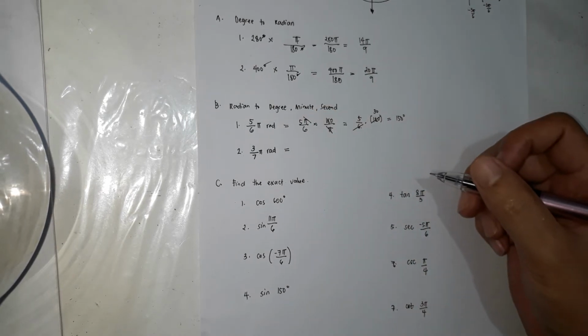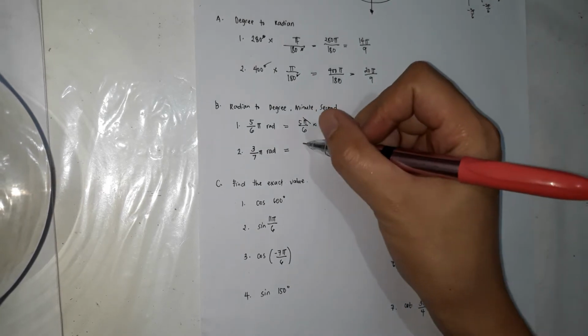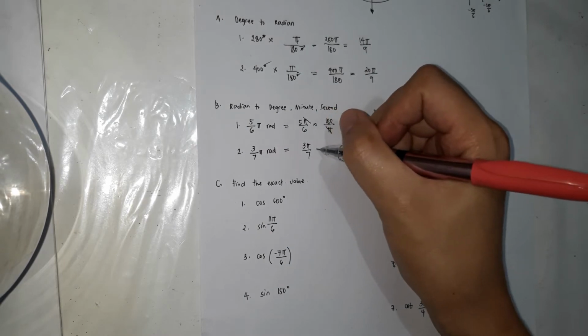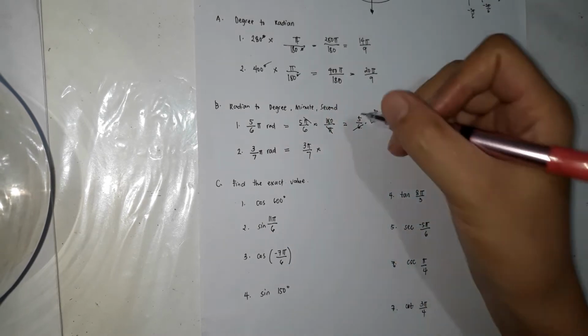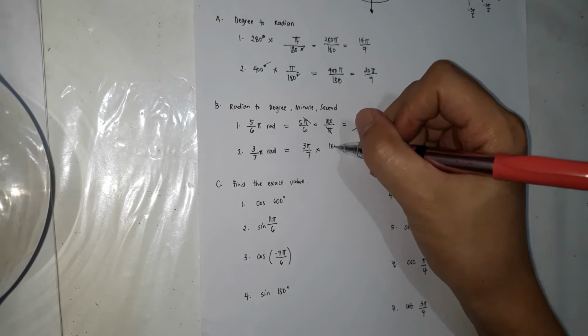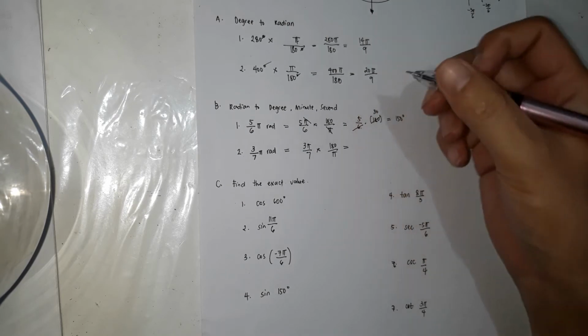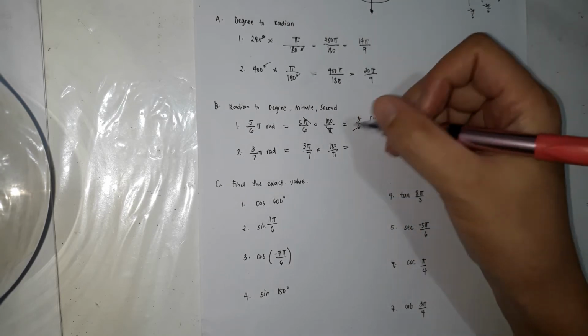Next, 3 pi over 7. 3 pi over 7 times 180 over pi. So cancel the pi.